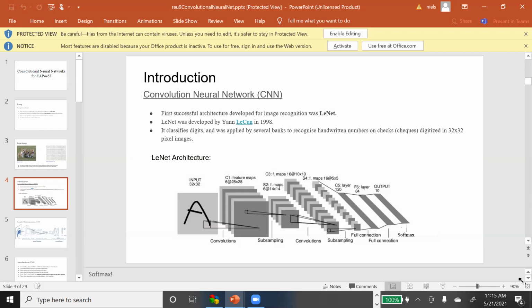Okay. Is pooling the same thing as subsampling? Yes. Pooling and subsampling are the same. Shrinking, pooling, subsampling, same idea. Okay.